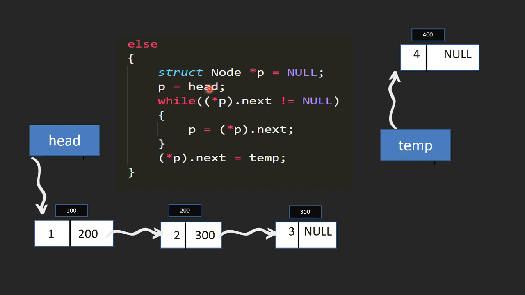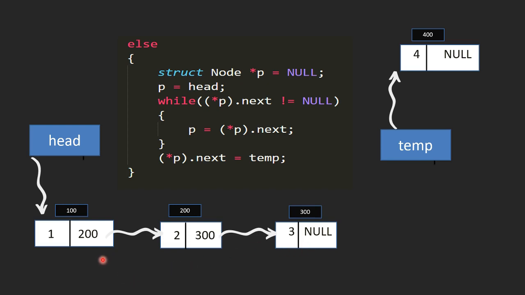So head, if you assign the value of head to p, that means p, which initially was pointing to null, after this statement p equals head, now points to this. That means p has an address equal to 100. P has a value equal to 100, which means that p is pointing to the first node.